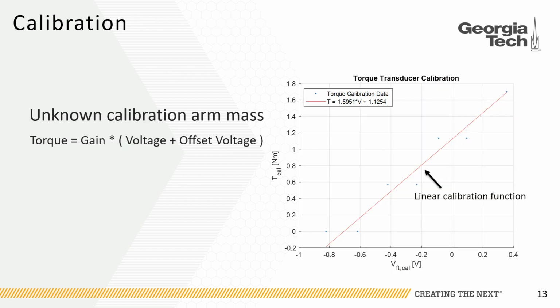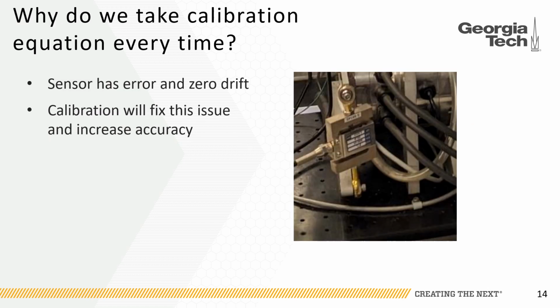So first we recalibrated our torque transducer. Here's our calibration data and the resulting linear calibration function. Why did we do this again? The sensor has error and it has zero drift, and this seems to change in between whenever we go into the lab. So we want to calibrate each time to fix this issue and just increase our overall accuracy.